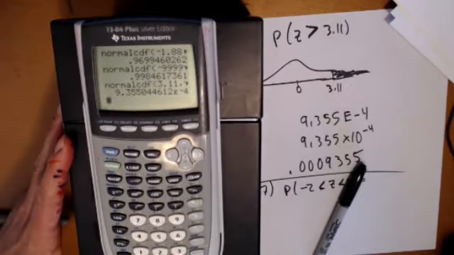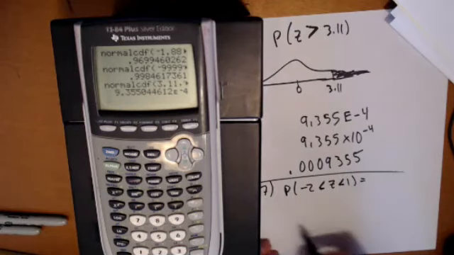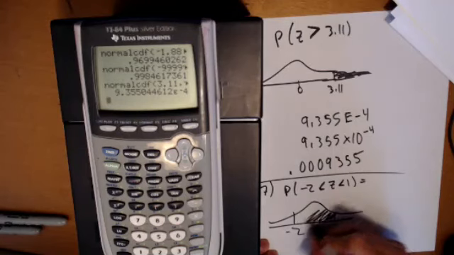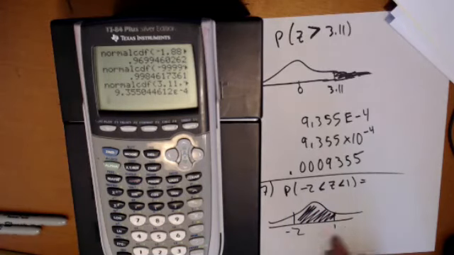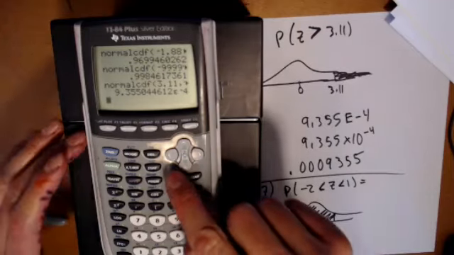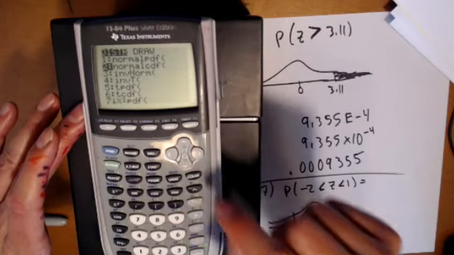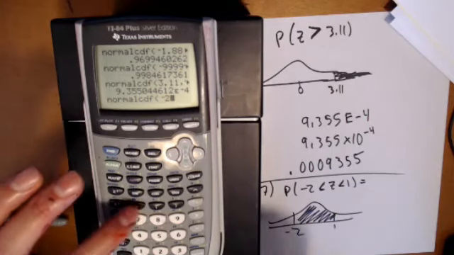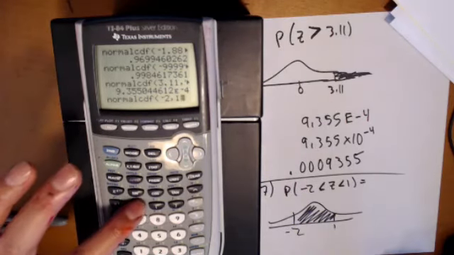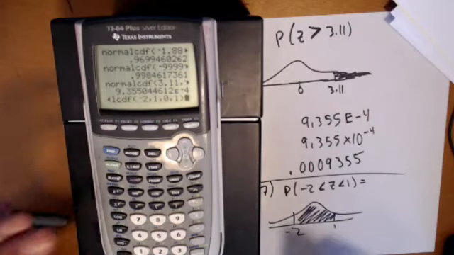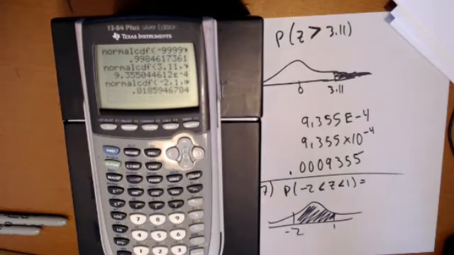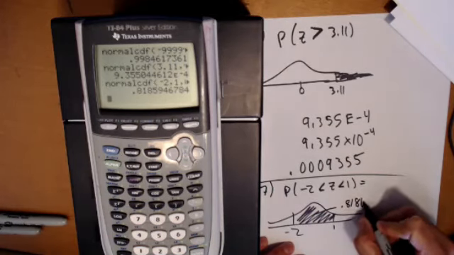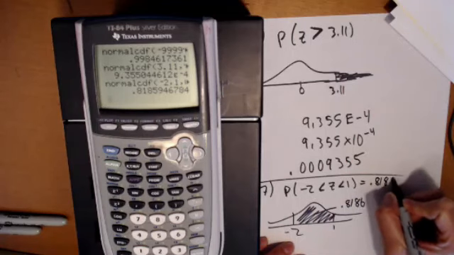So since it's a between, that's just our lower bound and upper bound. So if I draw a picture, negative 2, 1, and everything between. So the lower bound is negative 2, the upper bound is 1. So you just go to distribution, normal CDF. I'll make sure the negative 2, comma, 1, comma, 0, comma, 1. Enter. That area is 0.8186 about. So that's our answer, 0.8186.